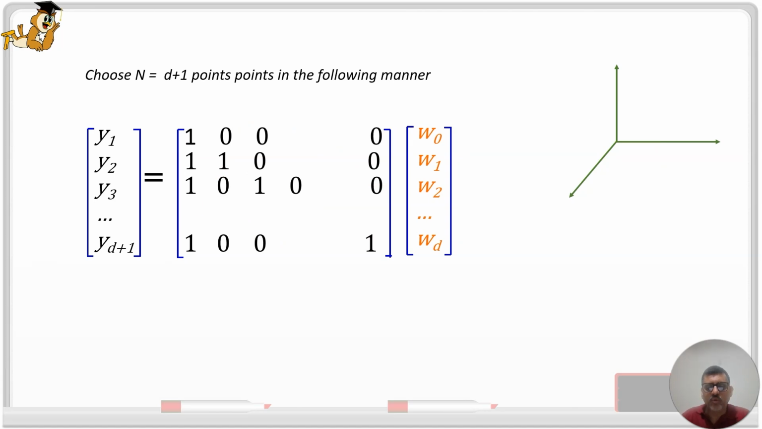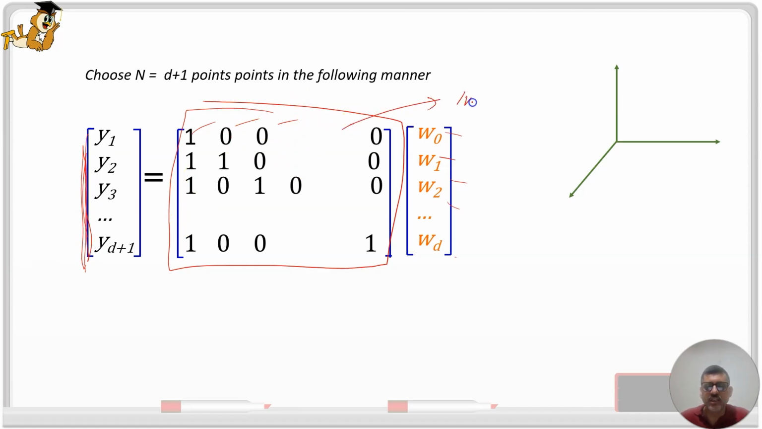Now, why have I chosen the values of x's in this manner? The reason I have chosen them in this manner is that this matrix is a d plus 1 by d plus 1 matrix. There are d plus 1 columns because it multiplies this vector, and there are d plus 1 rows because there is a total of d plus 1 points that I'm talking about. So this is a square matrix, and this matrix is invertible. I can find its inverse.